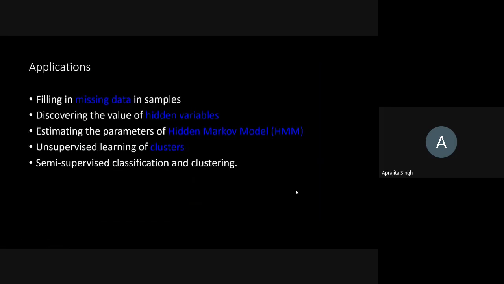So the applications are filling up missing data in samples and discovering various hidden variables. In hidden Markov models, it helps estimate the parameters. It is used in unsupervised learning, definitely, and in semi-supervised learning also. Semi-supervised means some classification is done earlier and some unclassified data is also there.